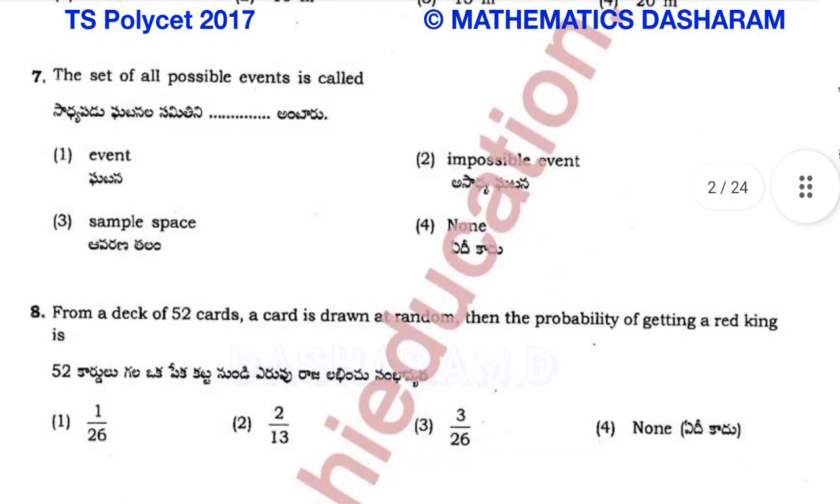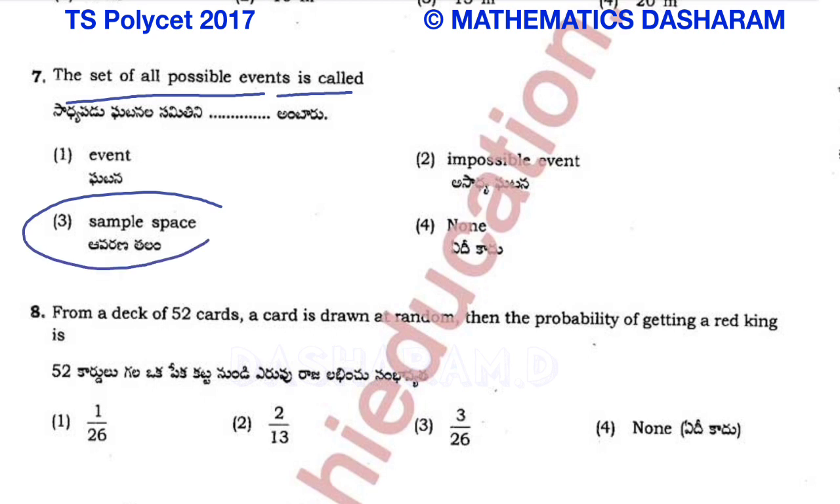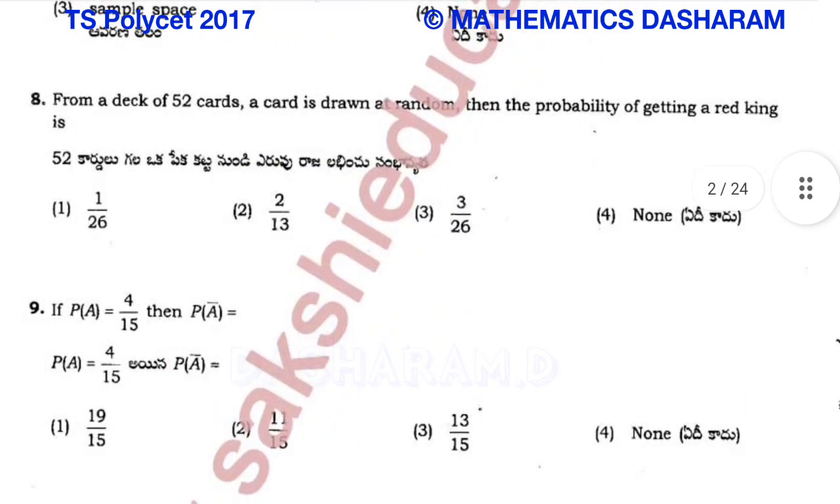Next, seventh question. The set of all possible events is called, that is sample space. It is denoted with S. So option 3 is correct. Next, eighth question. From a deck of 52 cards, a card is drawn at random, then the probability of getting a red king is.